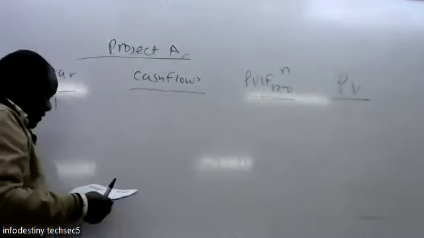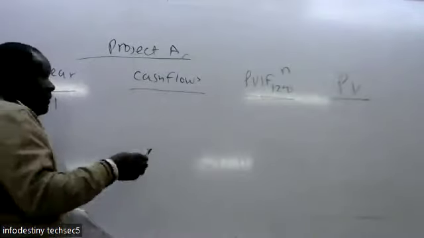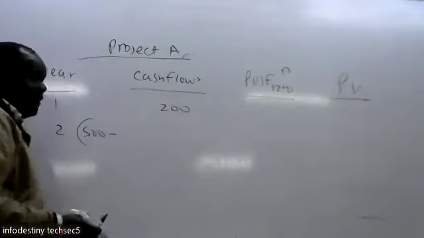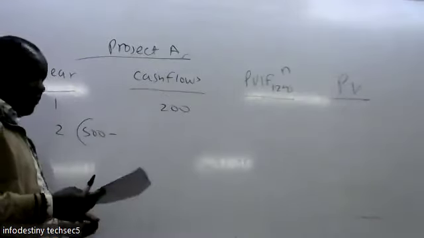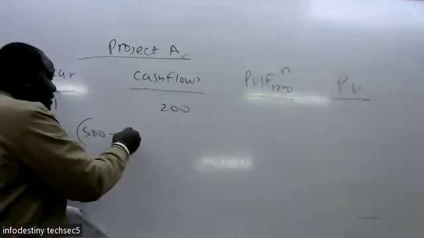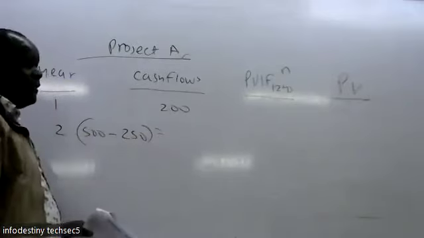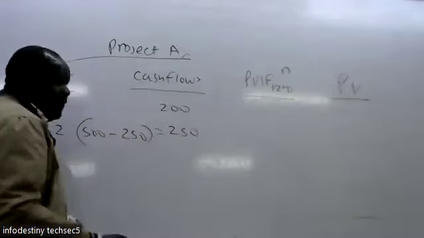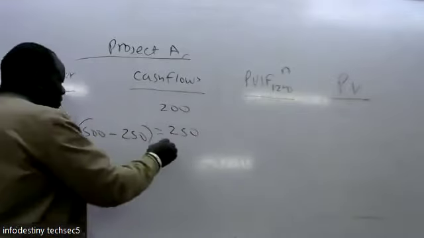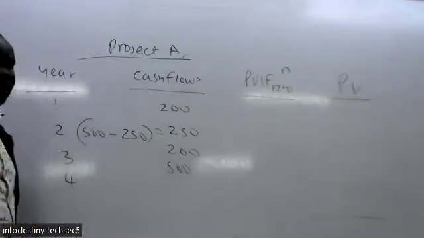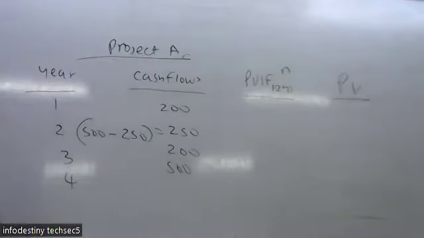So year one, the cash flow is 200. Year two, it is 500, but we replace it at the end of year two with a similar item. So in year two we incur 250 to replace that asset, and the difference is also 250. Then come year three, it's the same as year one, which is 200. Year four is now 500, because we are not replacing it again.